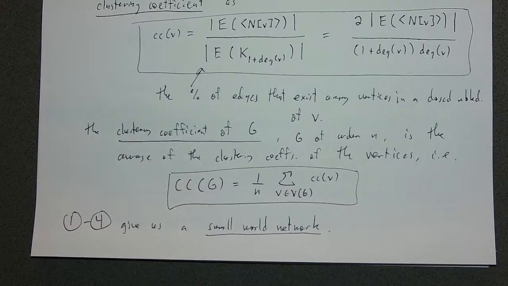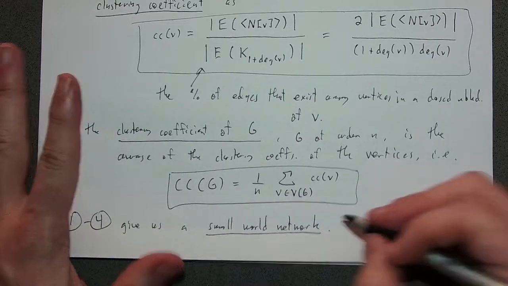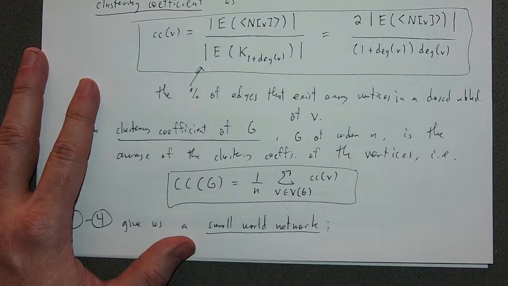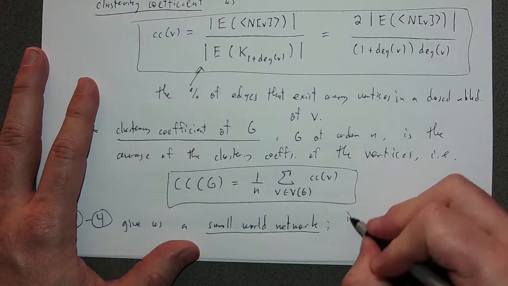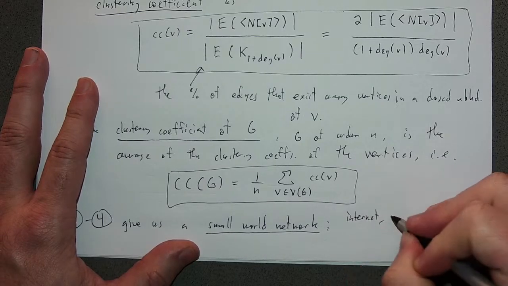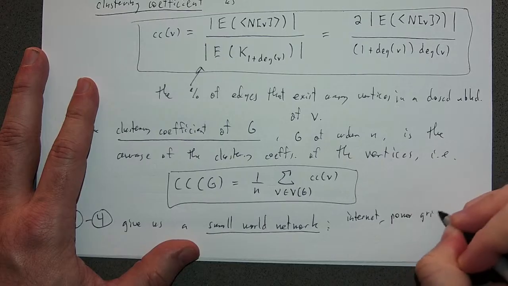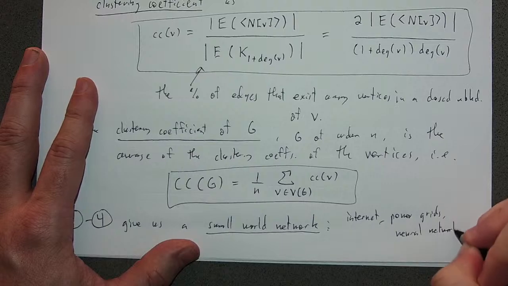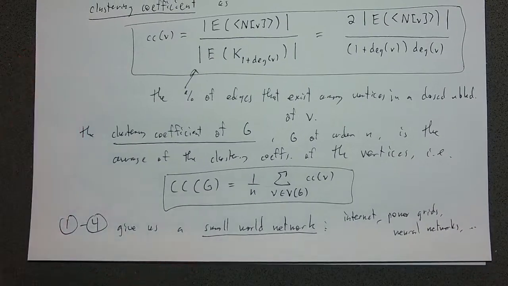But also, what sorts of things satisfy this? You might have already guessed. In fact, I already included it as kind of an example. But what also satisfies this? Well, the internet, power grids, neural networks. It turns out that there are many, many very concrete, very real world things that satisfy properties that turn it into what we could call a small world network.